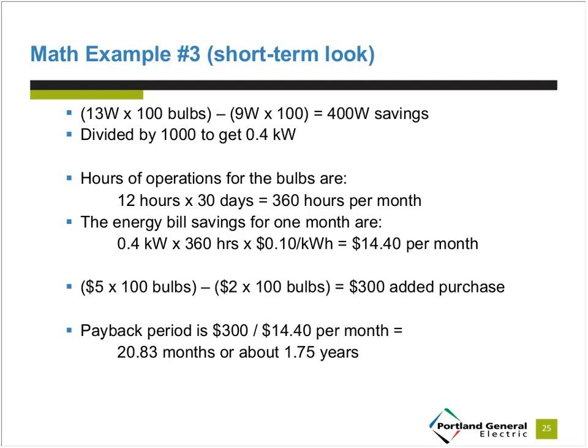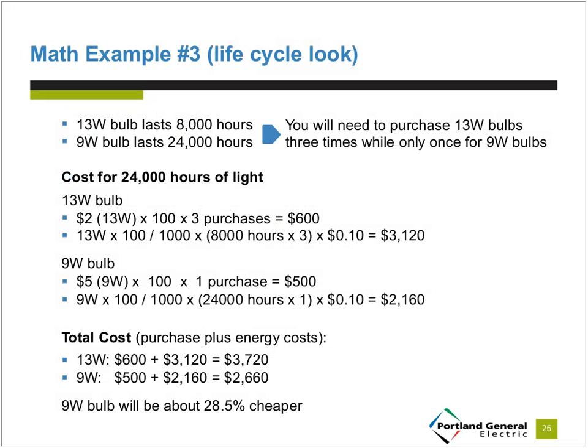So let's look at a little more advanced way at this project. Let's say the payback period didn't quite do it for getting your project funded. Let's look at what's called a life cycle look. In this example, we have 13-watt bulbs that last 8,000 hours and 9-watt bulbs that last 24,000 hours. What that means is you'll need to purchase the 13-watt bulbs 3 times while only once for the 9-watt bulbs. So we're really looking at what is the cost of 24,000 hours of light, not just 9 versus 13.